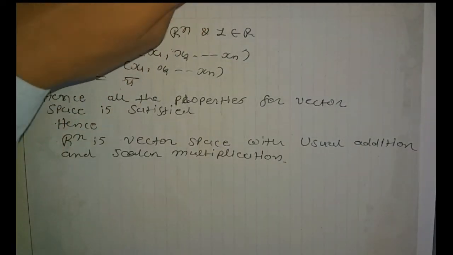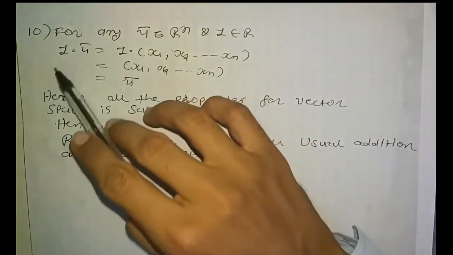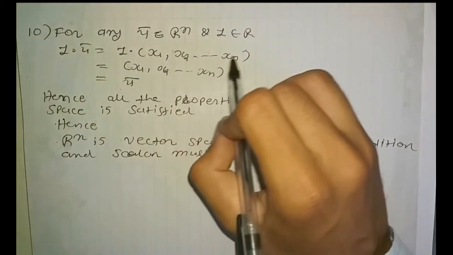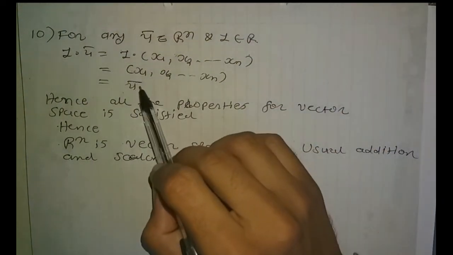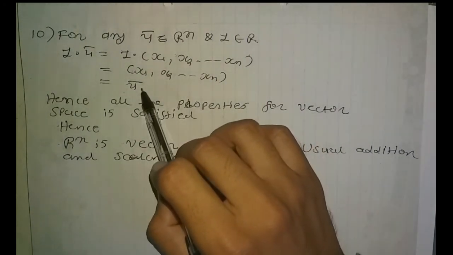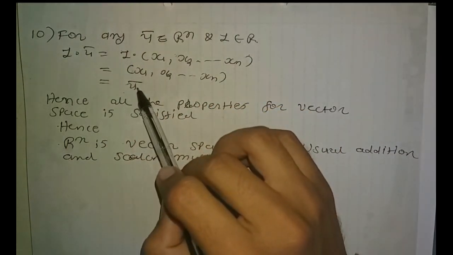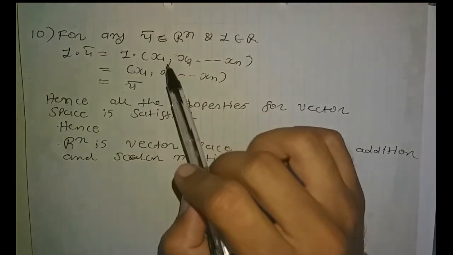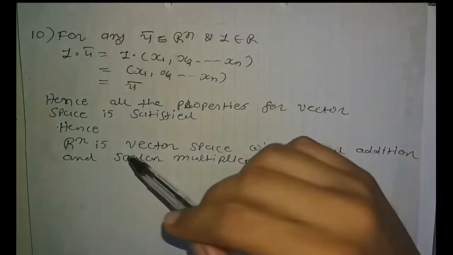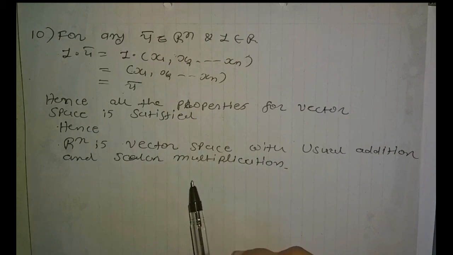Now the last property: consider any vector u bar from Rn and 1 belongs to R. Then 1 dot u bar is equal to 1 multiplied with vector x1, x2, xn. We get the same answer x1, x2 and xn, which is equal to u bar. For any vector u bar belonging to Rn, 1 dot u bar is equal to u bar. So this property is also satisfied. Hence all properties for the vector space are satisfied. So Rn is a vector space with the usual addition and scalar multiplication.